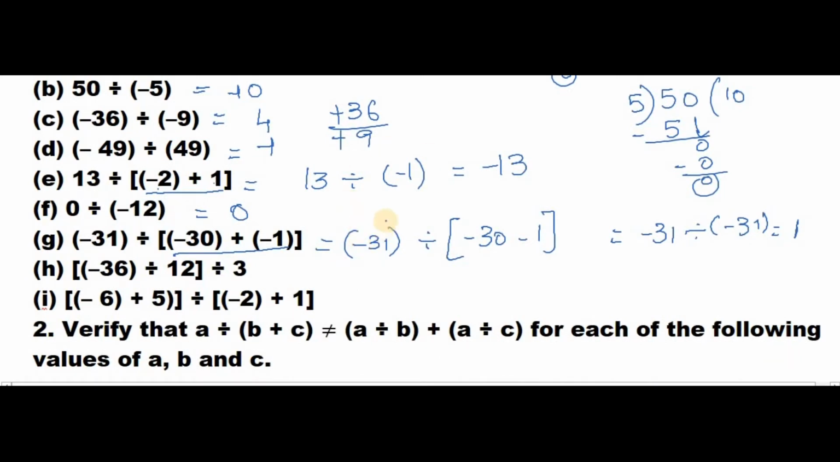Now we'll move on to the next question, students. First we will solve what is in the brackets. In the 12 table when will we get 36? Yes, 12 threes are 36. And we have minus in the dividend, so that will become the dividend. And 3 divided by 3 is 1, and minus 1. So here we have to solve this.